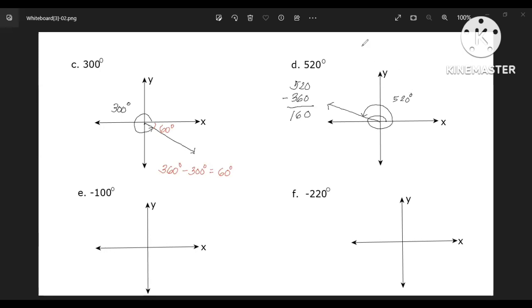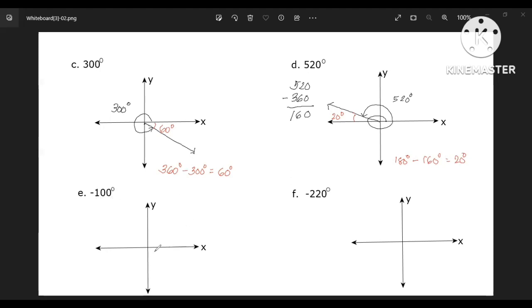And again, to locate the reference angle, that is the positive acute angle made by the terminal with the x-axis. So, nasaan? Ayan po. And to get the measure of that angle, subtract lang natin from 180 yung 160. Diba? Yung sumobrang 160. So, 180 minus 160 degrees is equal to 20 degrees. Okay? So, 20 degrees is the reference angle of 520 degrees.